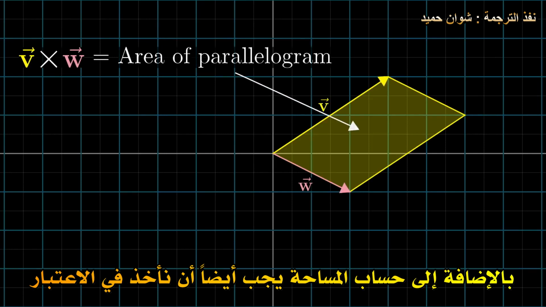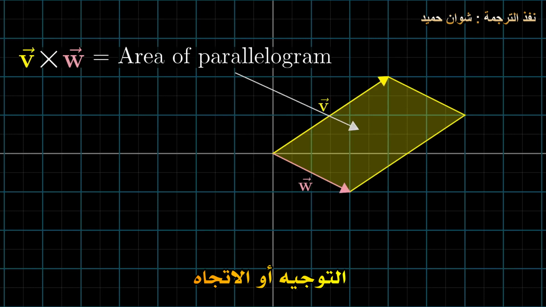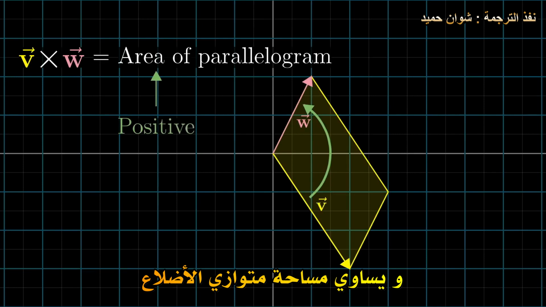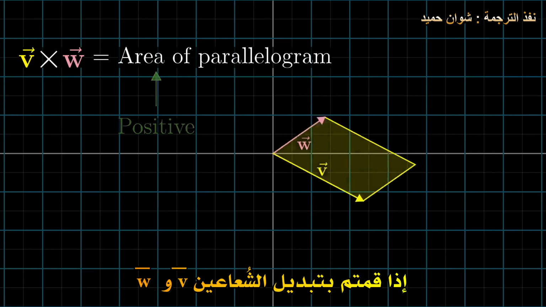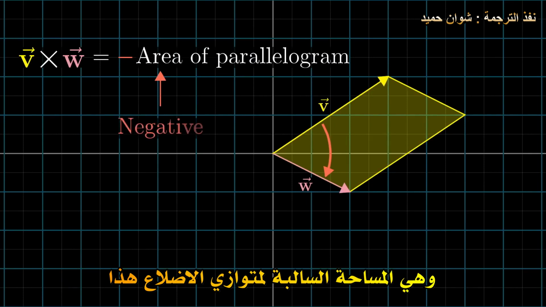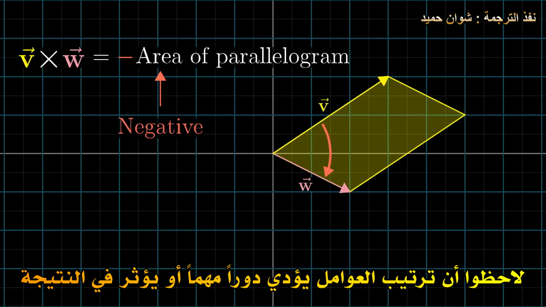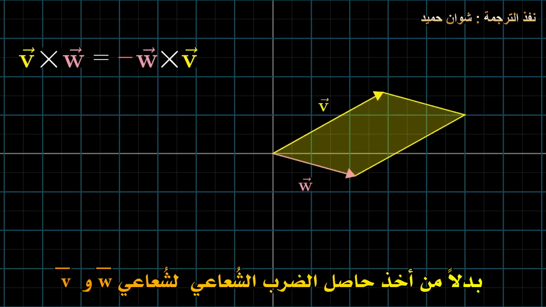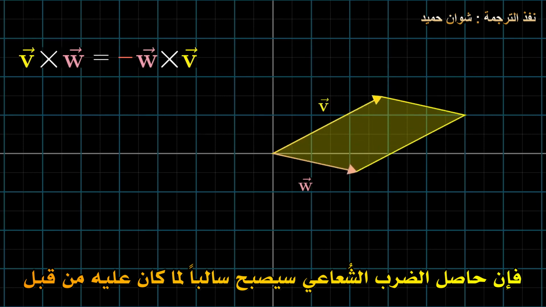Well, almost. We also need to consider orientation. Basically, if v is on the right of w, then v cross w is positive and equal to the area of the parallelogram. But if v is on the left of w, then the cross product is negative, namely the negative area of that parallelogram. Notice, this means that order matters.